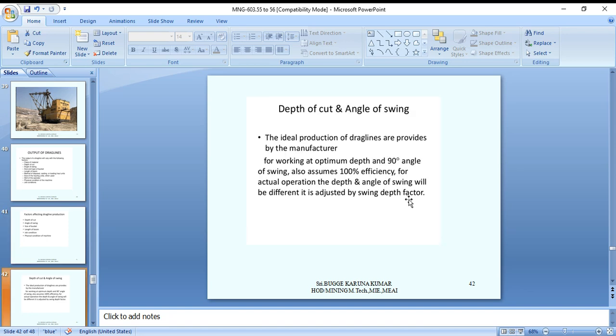And coming to depth of cut and angle of swing. The ideal production of a dragline is provided by the manufacturer for working at an optimum depth at a 90 degree angle of swing, also assuming 100% efficiency. For actual operation, the depth and angle of swing will be different. It is adjusted by the swing depth factor.